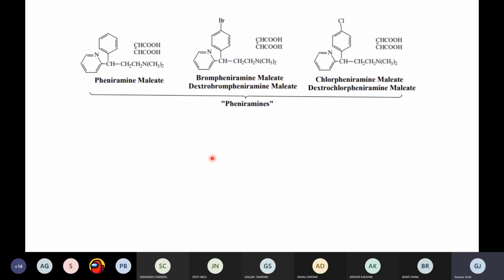Then what we have, these are just examples. This is not in your syllabus actually. These were the modifications, for example, bromopheniramine. Bromopheniramine is nothing but we have an additional bromo group right here. Then we have pheniramine, in which there is a simple phenyl ring. And in chlorpheniramine, which we have already seen, there is a chloro group, right? So this is a very simple thing.